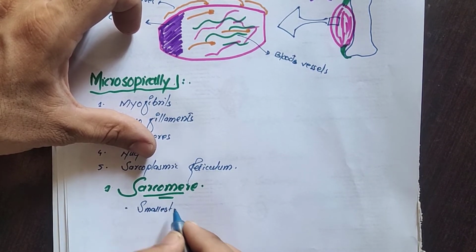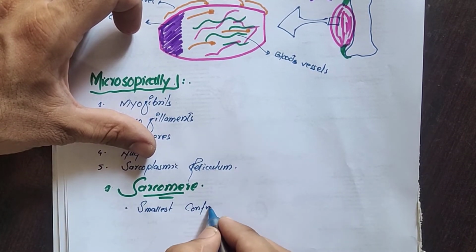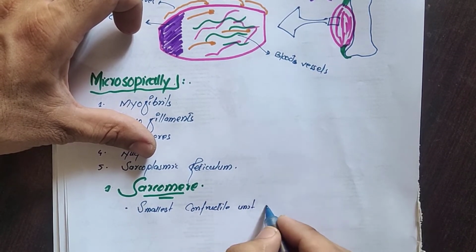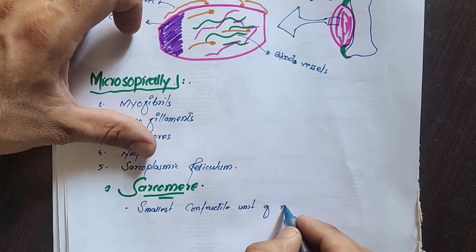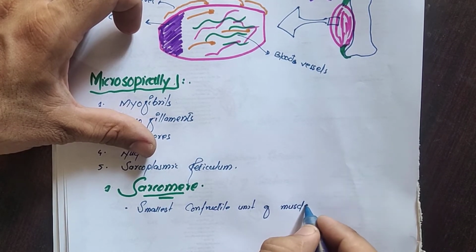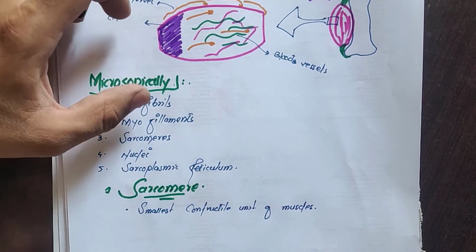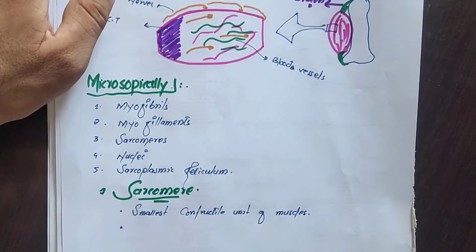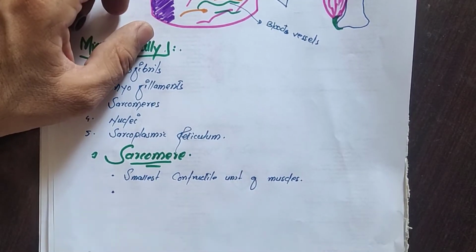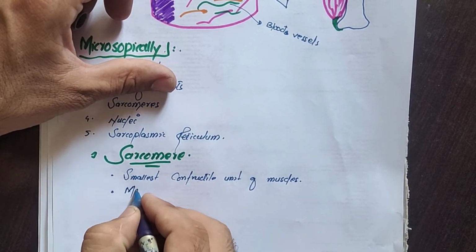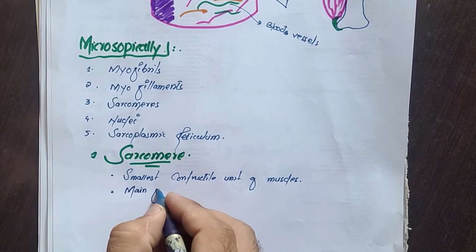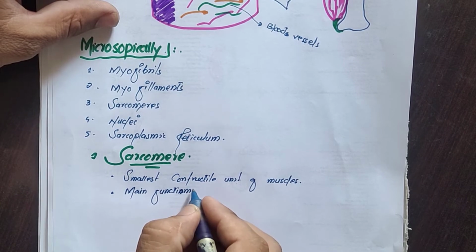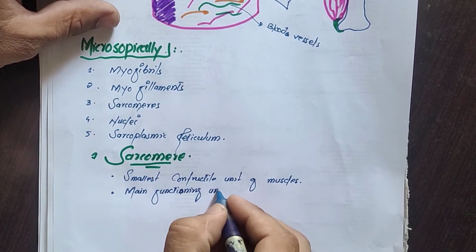It is the smallest contractile unit of muscle, right? Which muscle? Skeletal muscle and cardiac muscle. Okay, what does it have? Other thing I will say about sarcomere, that it is the main functioning unit of the muscle, right?